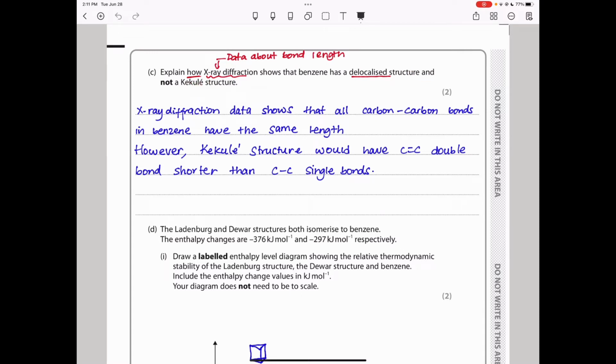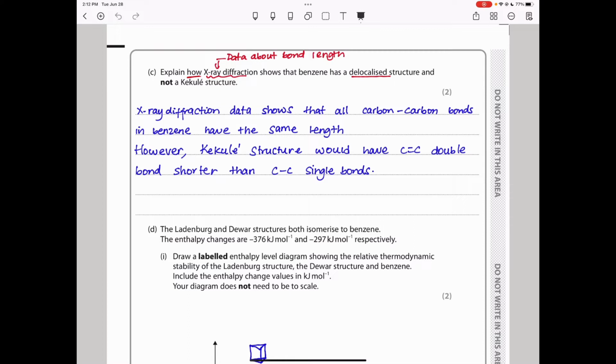Now you remember X-ray diffraction is going to be checking the bond length of the bond, and since in the Kekulé structure we expect that the carbon-carbon double bonds are not movable, they are in one restricted position, it means the carbon-carbon double bonds are going to be shorter than the carbon-carbon single bonds, so we would expect that kind of data to be visible in the X-ray diffraction.